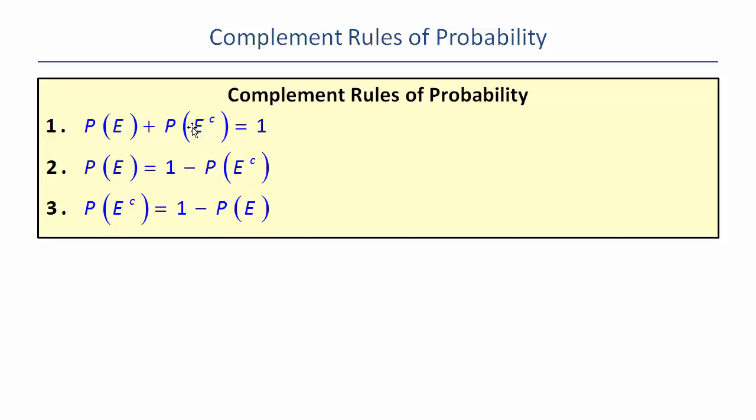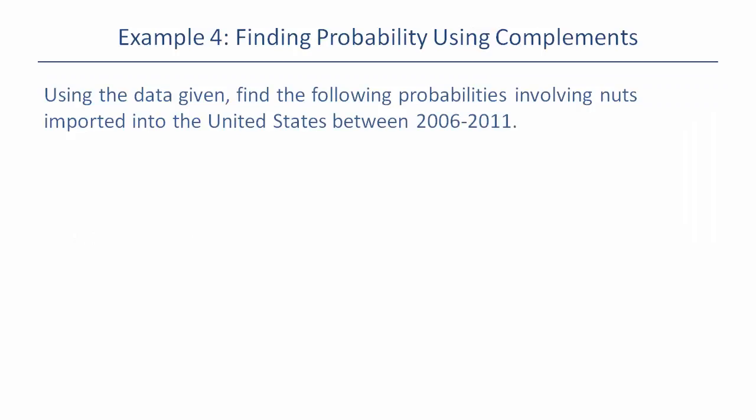Just move this to the other side and you get 1 minus P of the complement, or move the other one to the other side and you get 1 minus P of E. So it's basically just saying the probability of an event plus the probability of its complement always adds up to 1 because the event and its complement give you all possible things in the entire sample space. And we know the probability of an entire sample space always has to add to 1.